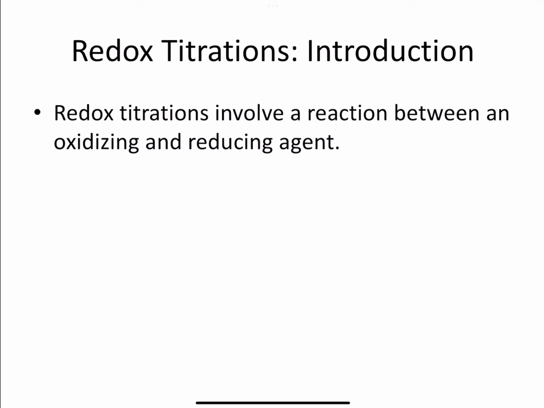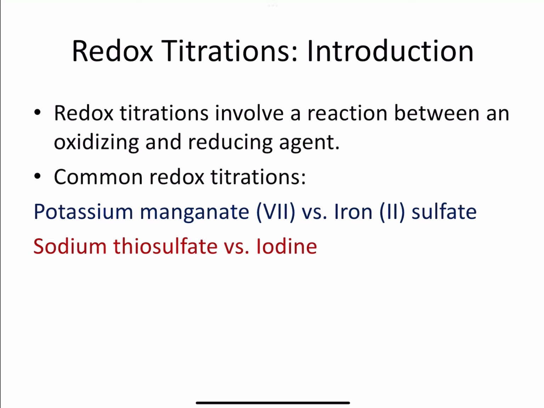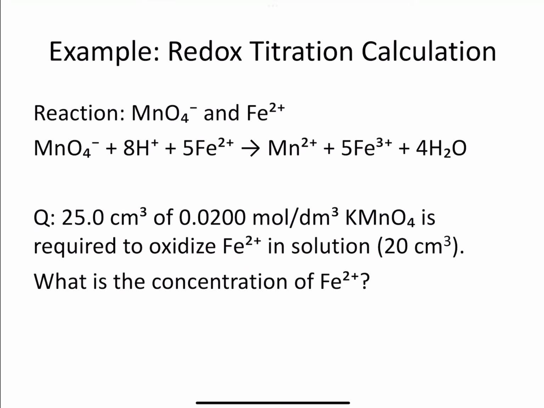Finally, the redox titration. Redox titration works in the same way as the acid-base titration, but now instead of using an indicator to indicate the end of the reaction, we are using oxidizing and reducing agents. So redox titration will involve a reaction between an oxidizing and reducing agent. Common redox titrations are potassium manganate(VII) and iron(II) sulfate. Also, sodium thiosulfate versus iodine is another common redox titration.